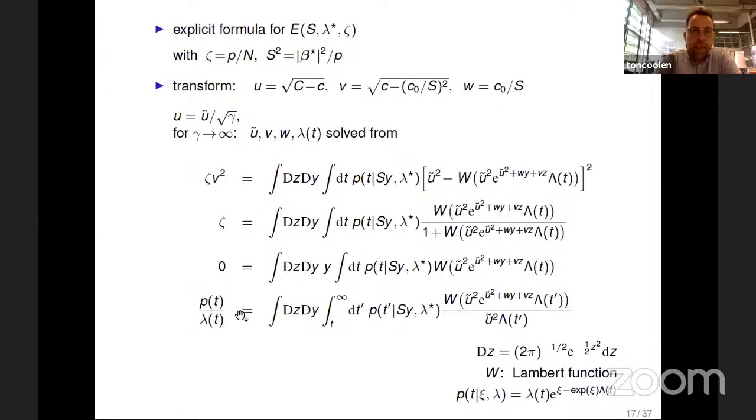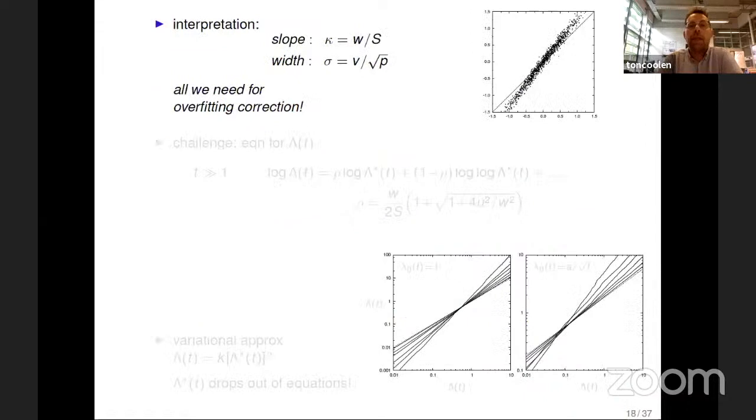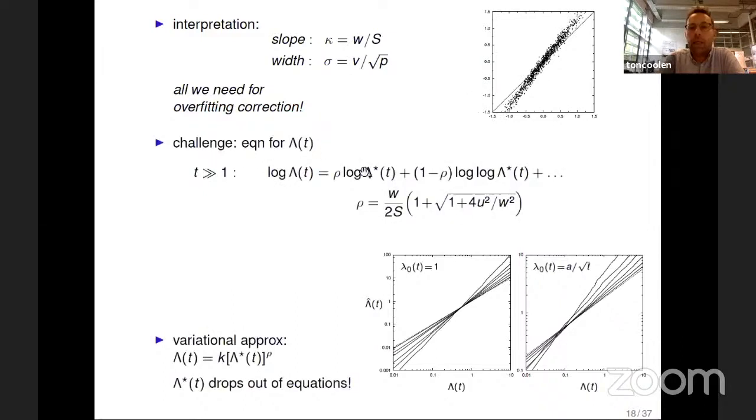And 3 of them are scalar, but 1 is a very nasty functional equation, because the function lambda is to be solved here, but it sits also inside the integrated version, and then you have the Lambert W function, all kinds of nonlinearities. This is not an easy thing. But once we have these order parameters, we can compute the slope and we can compute the width of the data cloud.